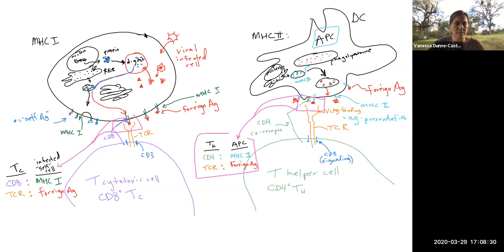And again, when this complex is formed, when you have that CD8 co-receptor engaged with MHC class 1, and you have that T cell receptor engaged perfectly with some foreign antigen, this will then lead to activation. And also this will lead to activation.